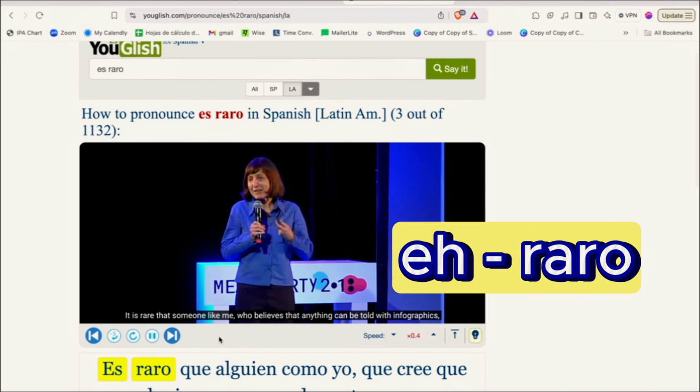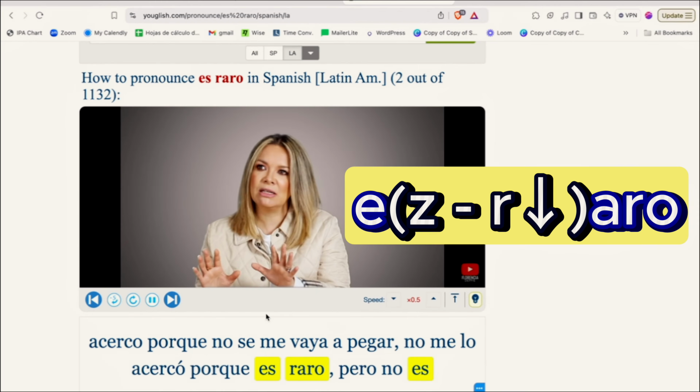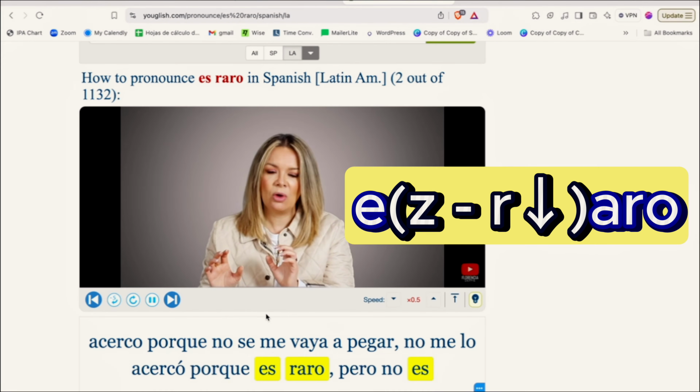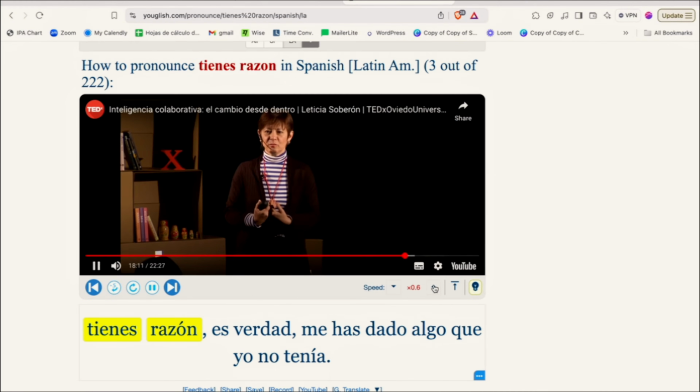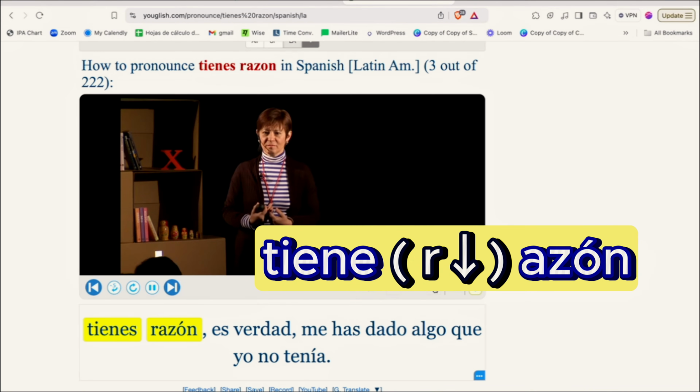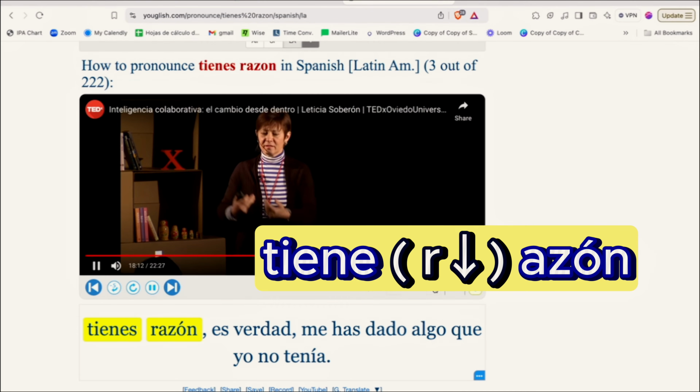Look at this example. Es raro que alguien... Es raro. No me le acerco porque es raro, que es raro, que es raro. Es intelectual decir, tienes razón, es verdad, tienes razón, tienes razón.